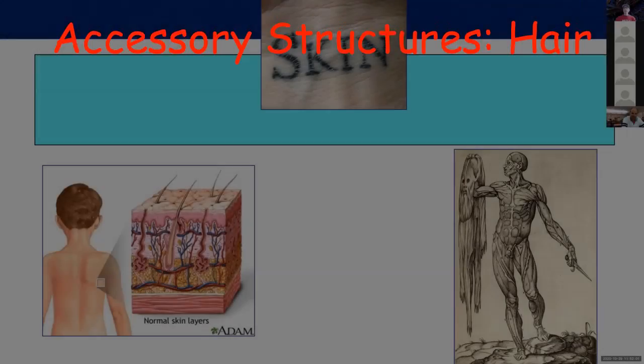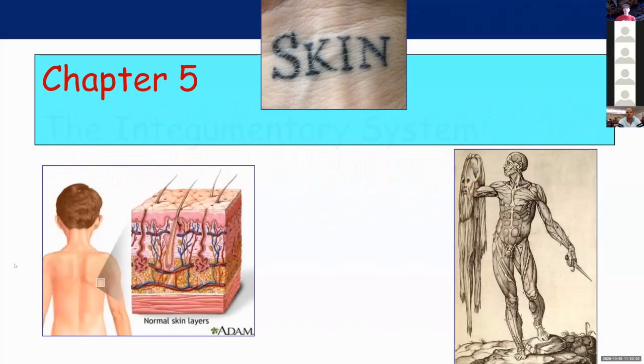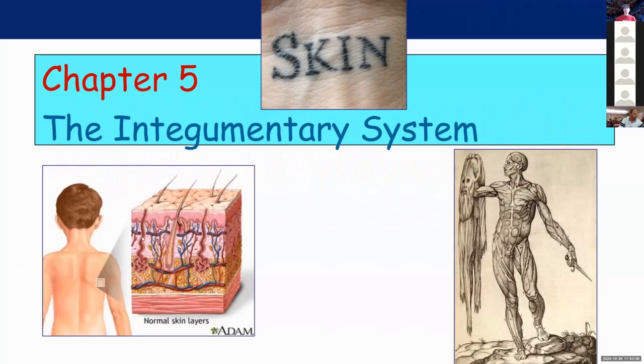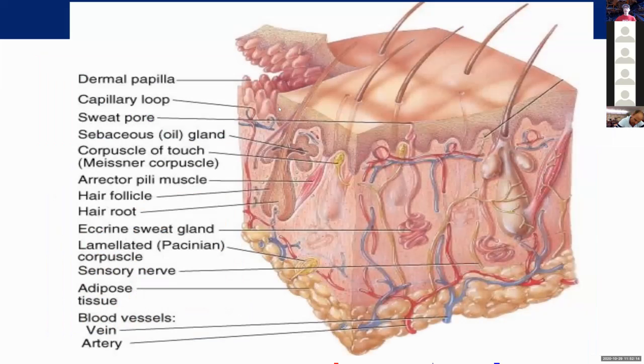We've been talking about the layers of skin. They're part of our integumentary system. The outer layer, remember, is called the epidermis. Actually, here's a better slide. The outer layer's called the epidermis. And then underneath the epidermis is the dermis, remember? And then underneath the dermis is the hypodermis, or the subcutaneous tissue.